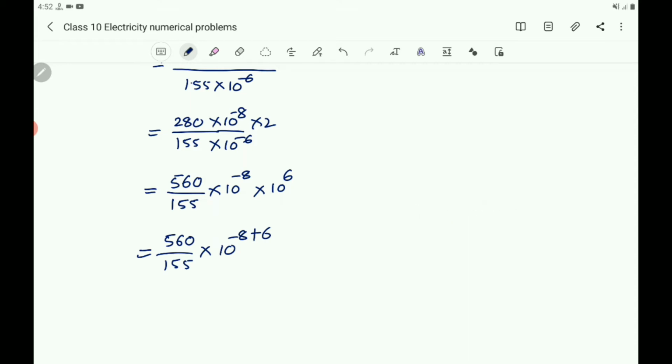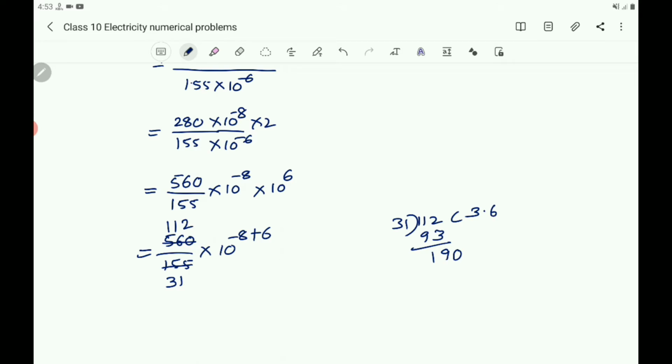You write 560 divided by 155, and you know that it is divisible by 5. First you divide it by 5. 5 threes are 15, 5 ones are 5, 5 twos are 10. Then you divide 112 by 31. That becomes 31 threes are 93. So 112 minus 93 is 19, and put the decimal point and put 0.